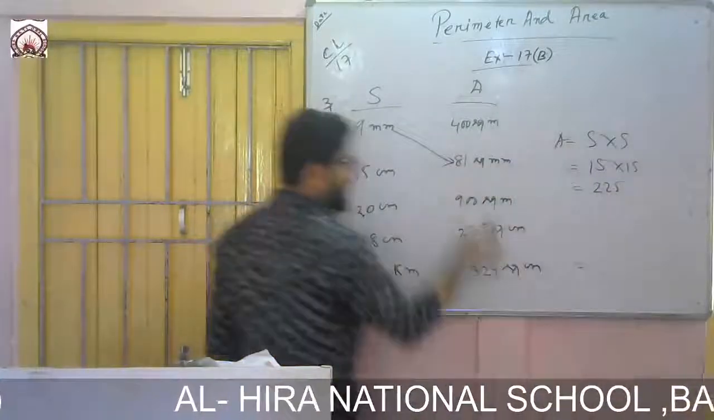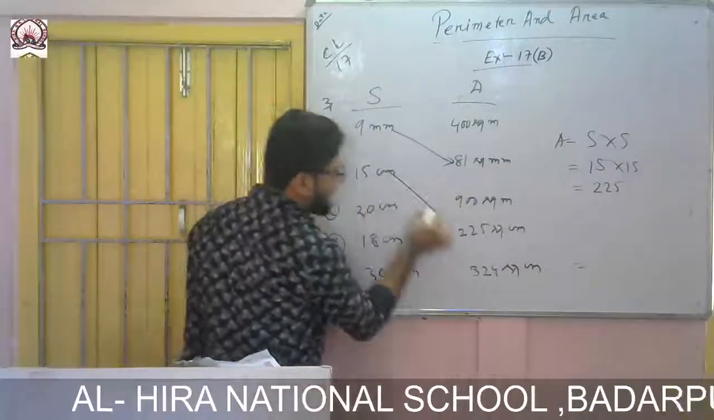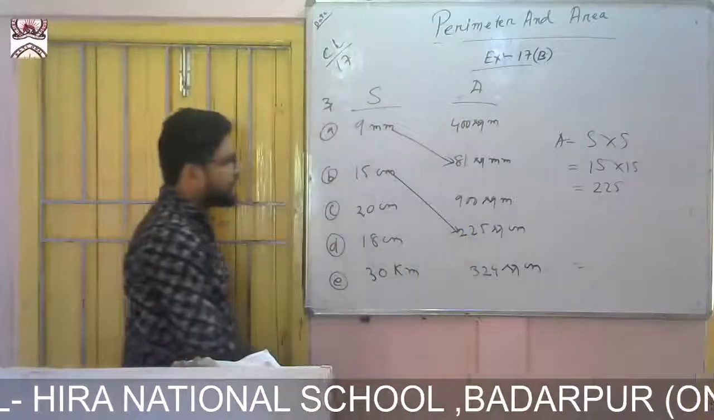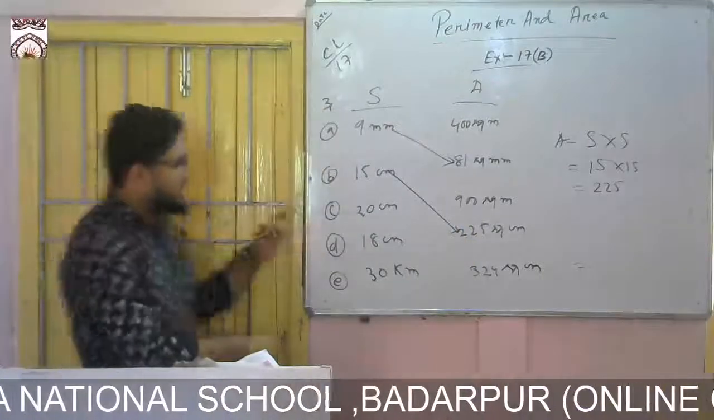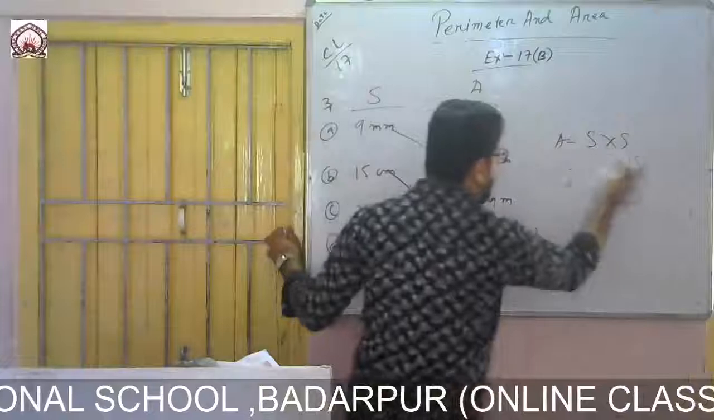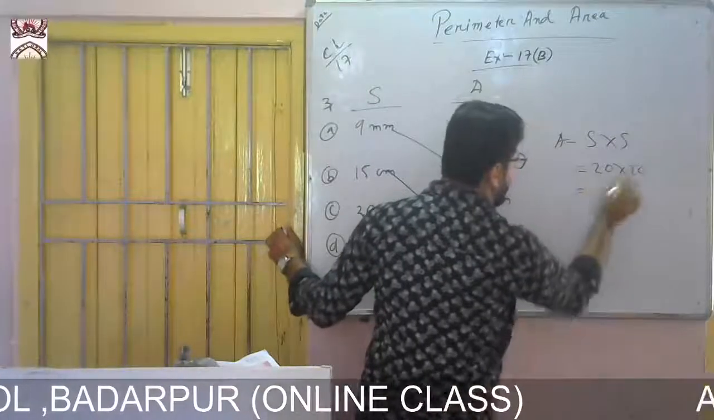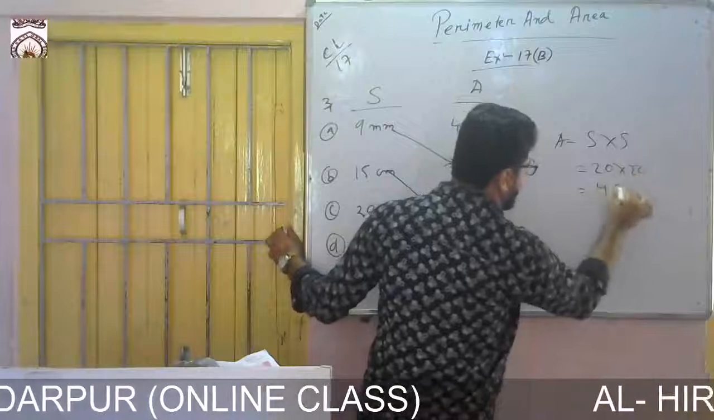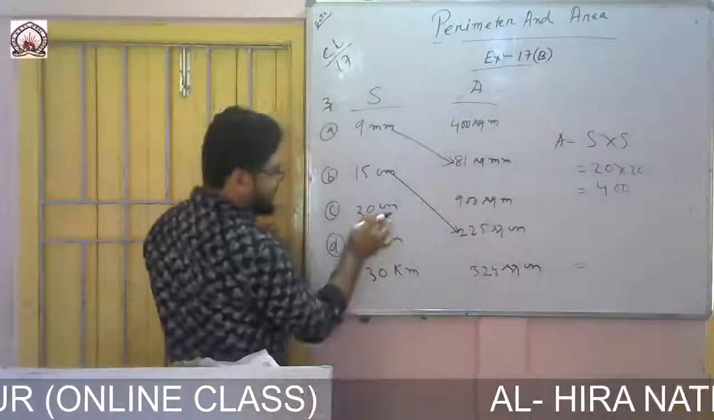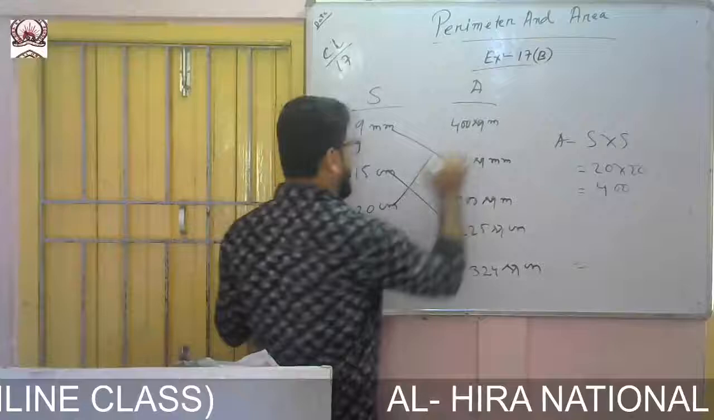225. You multiply, you get the answer, so it is 225. Then 20. 20 into 20: 2 2s are 4, and 2 zeros, 400. So this one is matching with this one, 400.